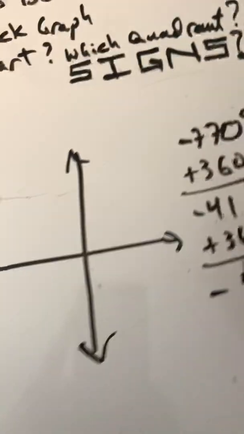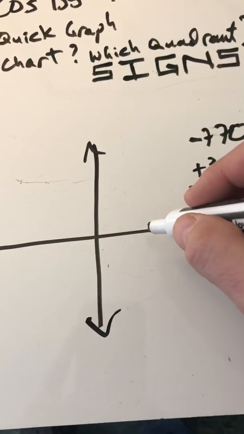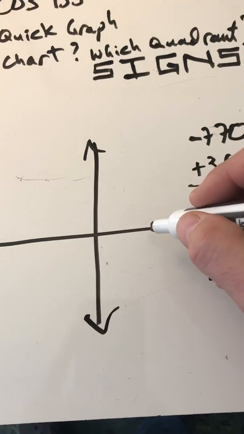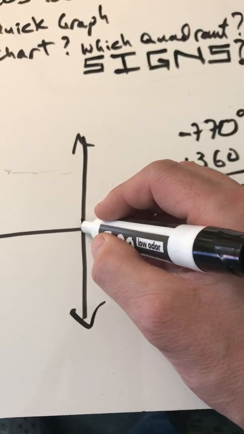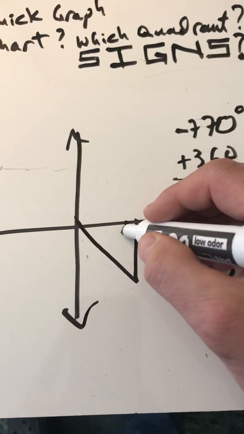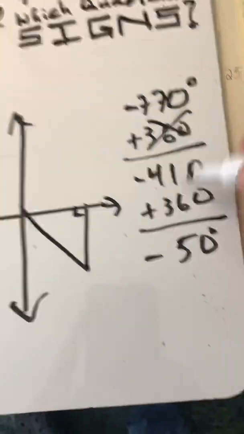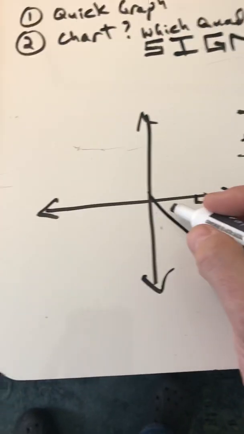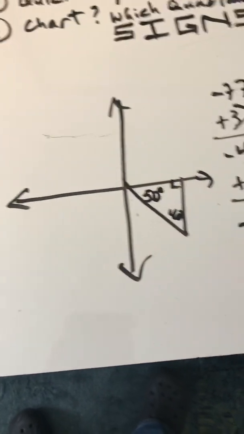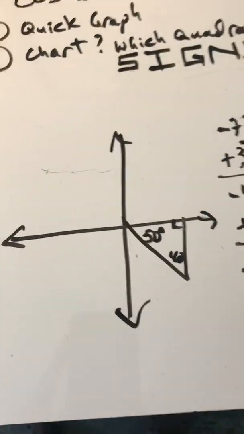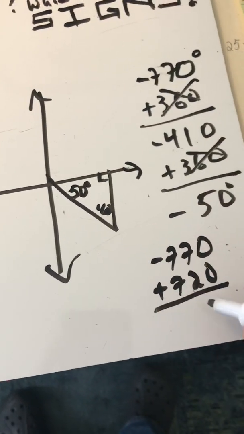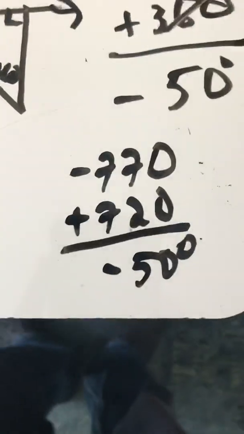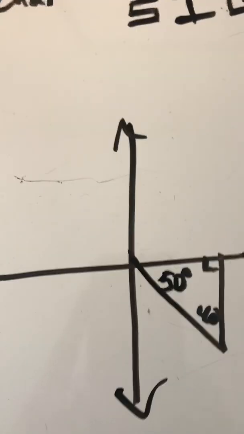So again, negative 770 means we go around the circle this way once, counterclockwise, twice, for a total of 720, and then 50 more degrees, which puts us about here. These 360s just mean we go around the circle twice, but we still end up here, okay? And this is 50 degrees. So when you have negative 770, you add 720, because that's two full circles around, and you end up with negative 50 degrees. There it is, negative 50 degrees.